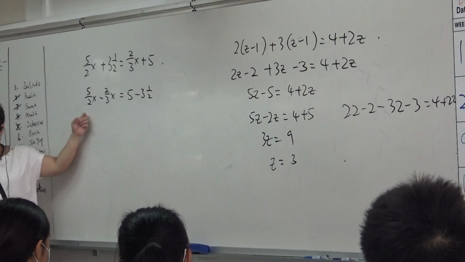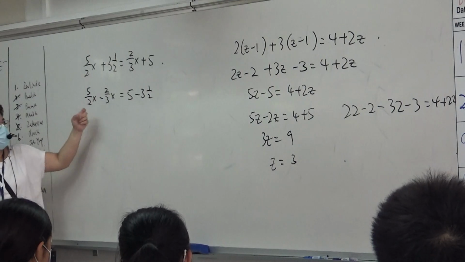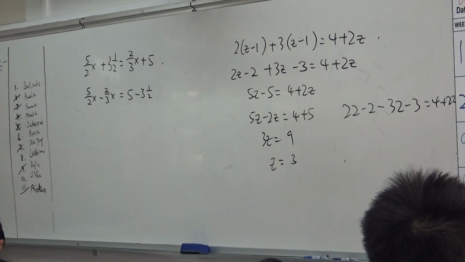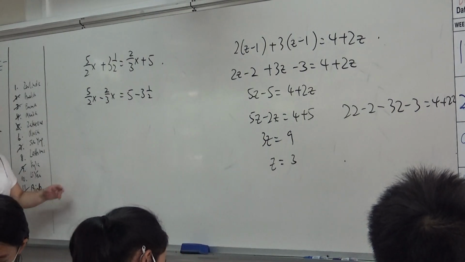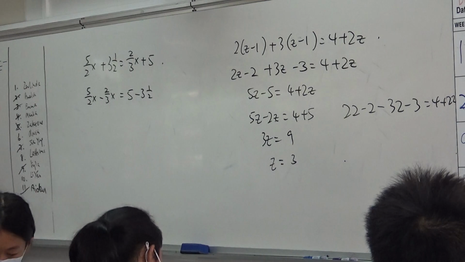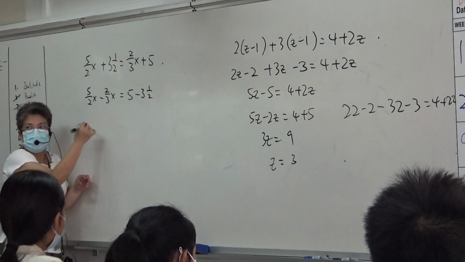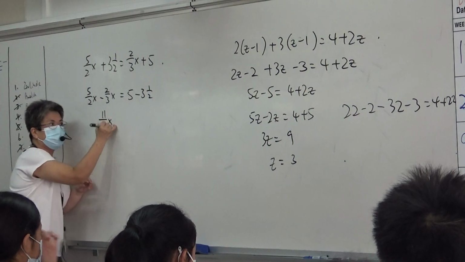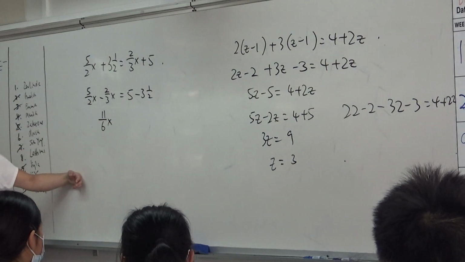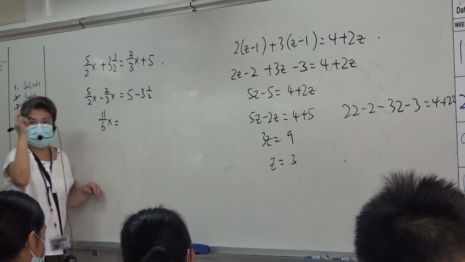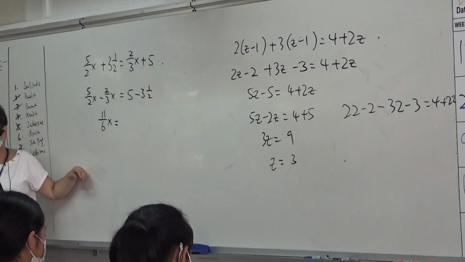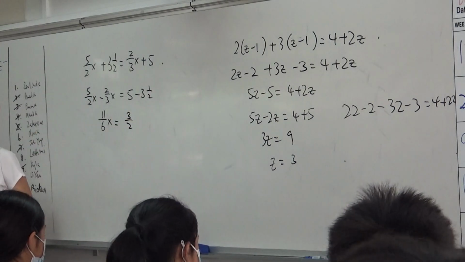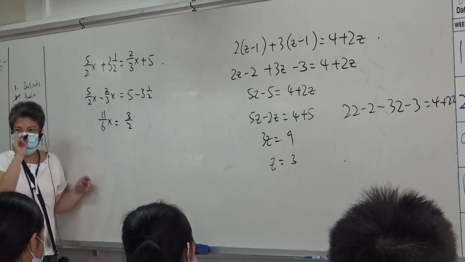Okay, all of you key in your calculator for me. What is 5 over 2 minus 2 over 3? Huh? 1 5 over 6. So it's 11 over 6. I always say give it in improper fraction, remember? So this will be equals to what is 5 minus 3 and a half? 1 and a half. Which will be 3 over 2. Am I right? Now, all of you look up.